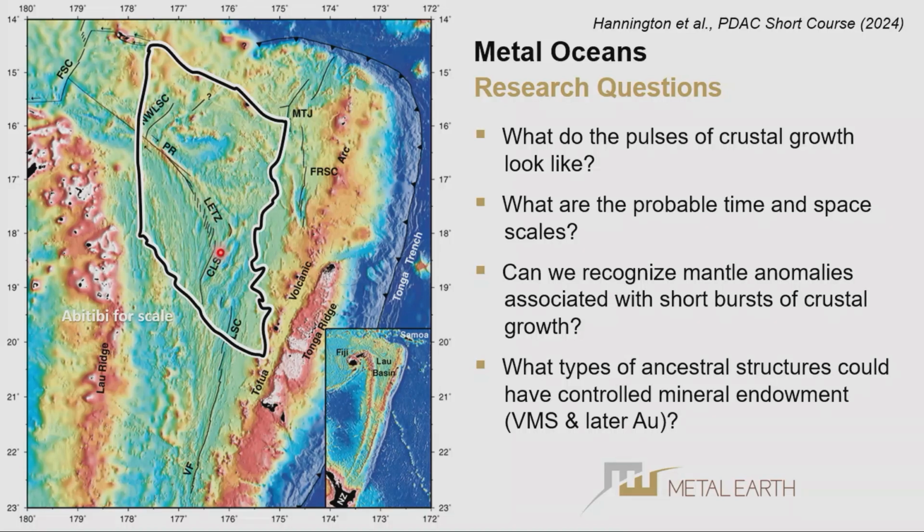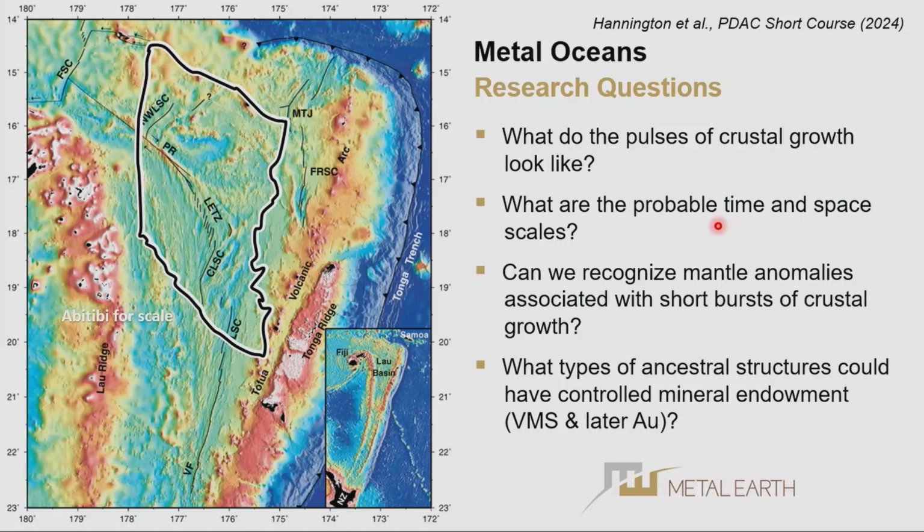and quite unexpectedly and quite randomly, many of the structures that we recognize in the Lau Basin, such as the Peggy Ridge Transform and the Lau Extensional Transform Zone and spreading centers, align more or less at the right scale with many features that we see in the Greenstone Belt. So one of the things that we were trying to do was to identify what pulses of crustal growth look like. The number one correlation between ore deposits and geodynamics is pulses of crustal growth. What do they look like? What are the probable time and especially the space scales?